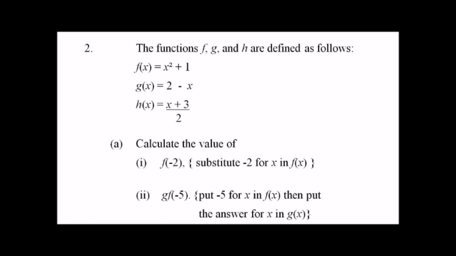Now for this, it's a composite function, so you do two workings. You put negative 5 for x in f of x, then put the answer for x in g of x, and then give a final answer. So that's a composite function. Number 2, gf of negative 5. So it's a little more working.